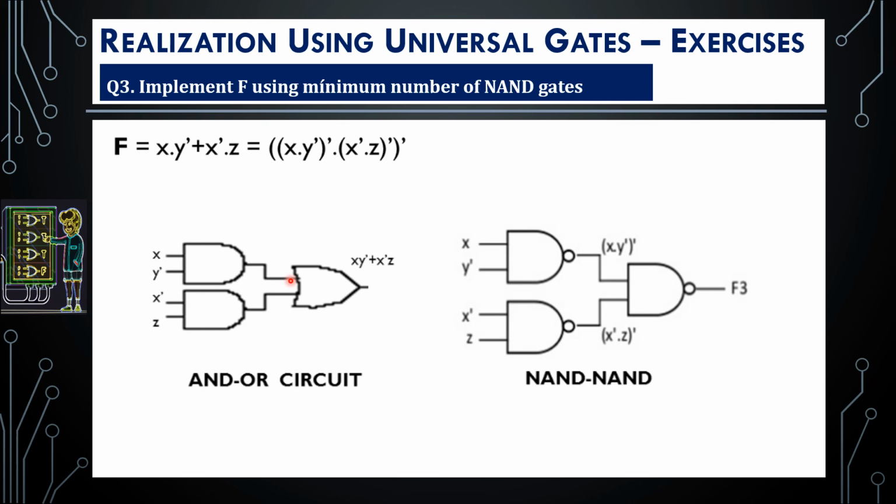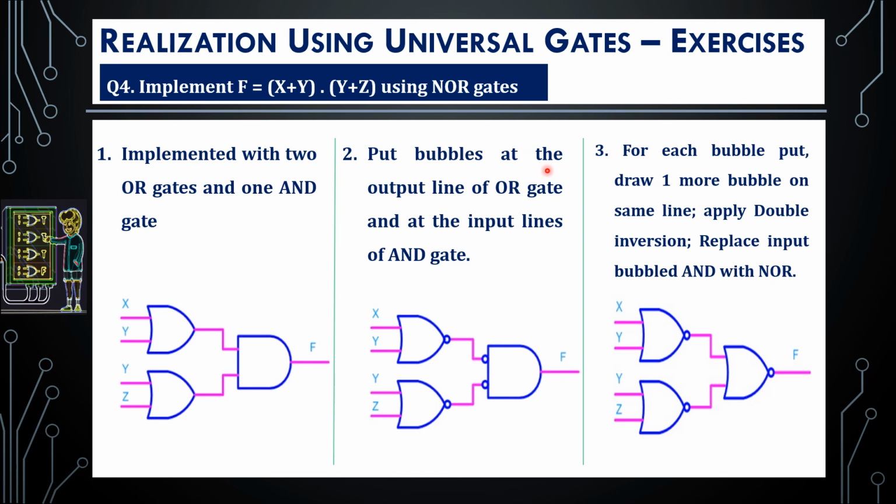Now we need to replace this input bubbled OR gate with NAND gate. Now we got the NAND implementation of the given function. Okay, let's look into another example.